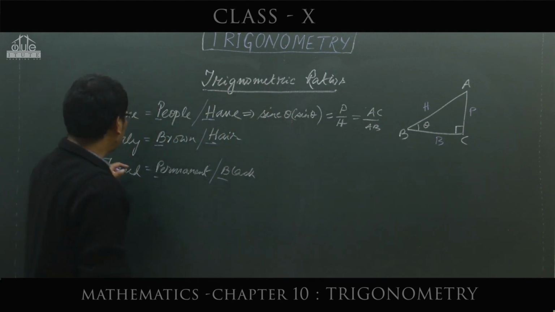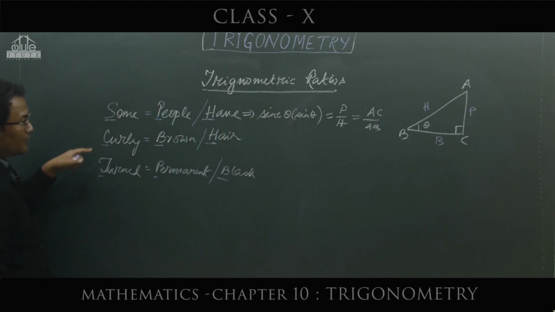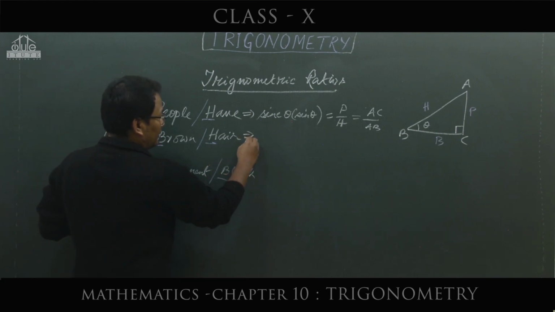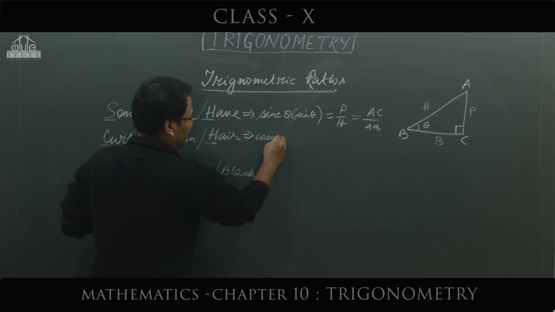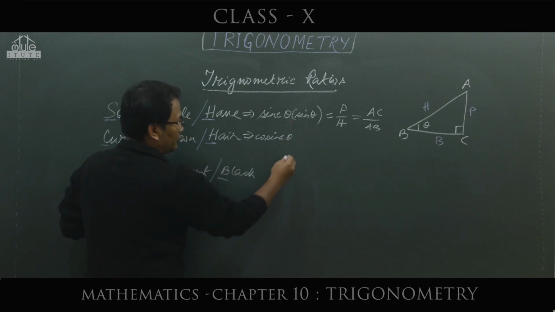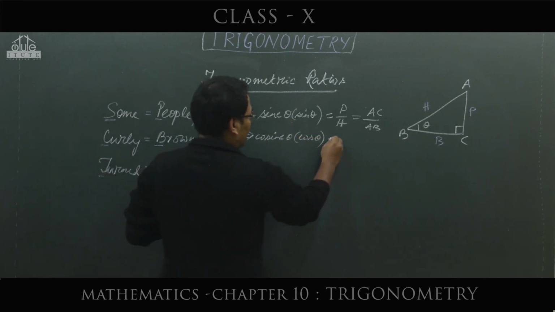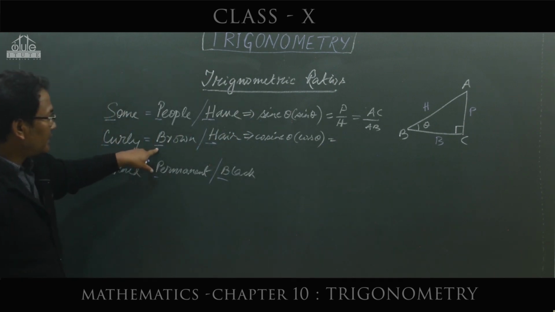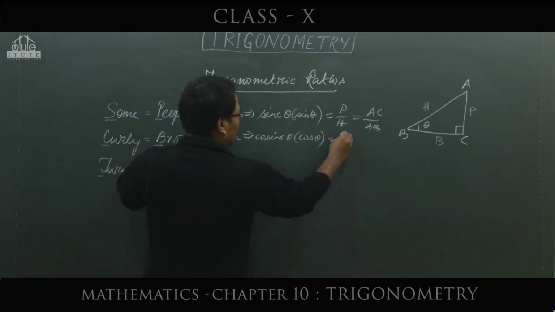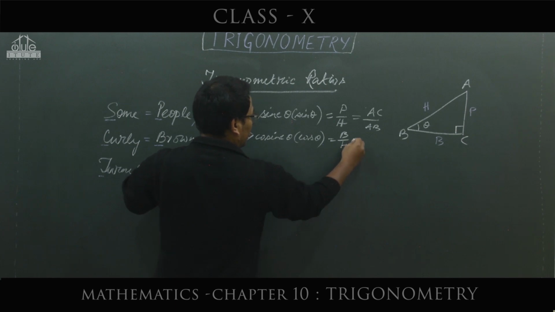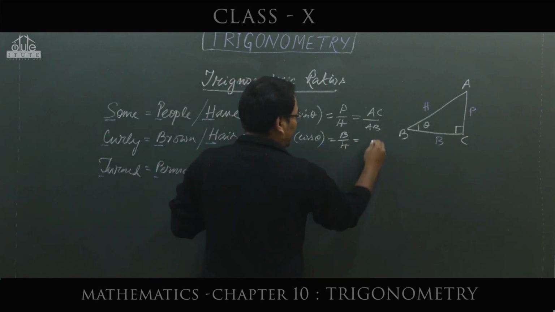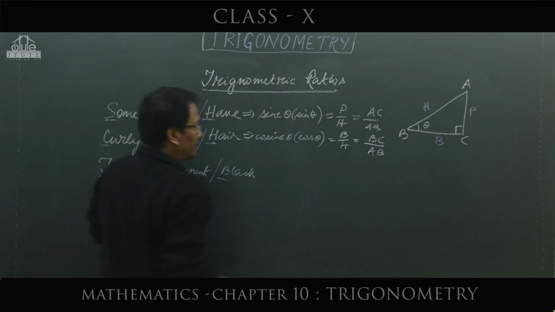Likewise, what does this C stand for? C stands for cosine theta. In short, you write cos theta. This will be equal to base by hypotenuse, so B by H. Now if you look at the figure, our base is BC and hypotenuse is AB.